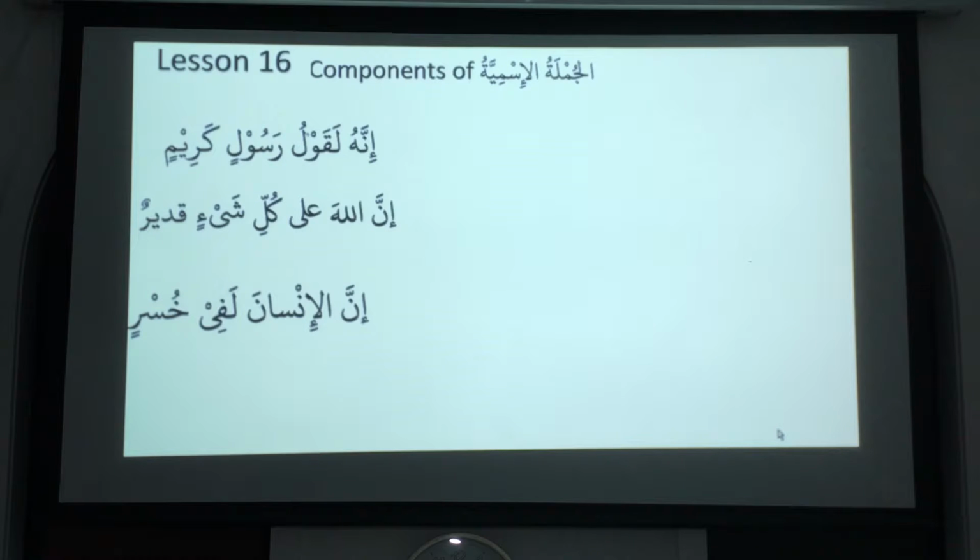Where do you see the word fi? Is it ism mawsuf sifa? Is it a harf nasab? Is it jar majrur? Or is it mudaf ilayh? Fi.